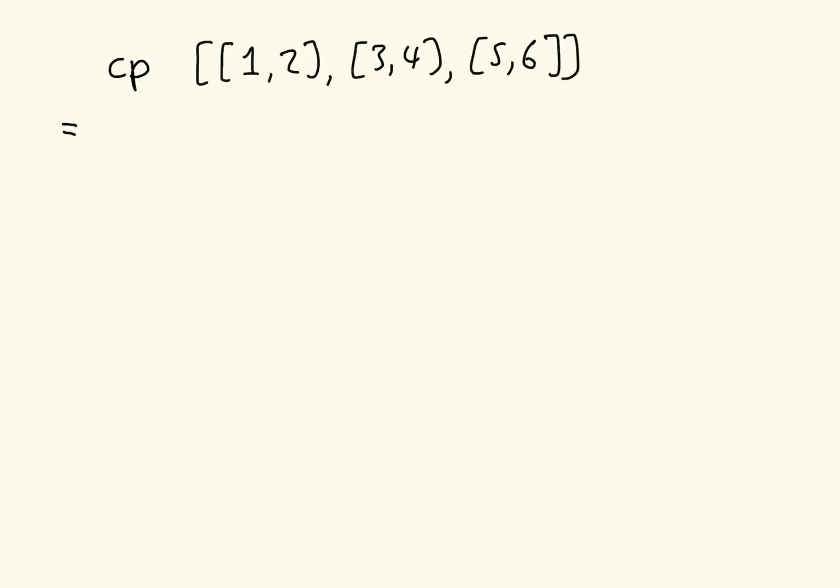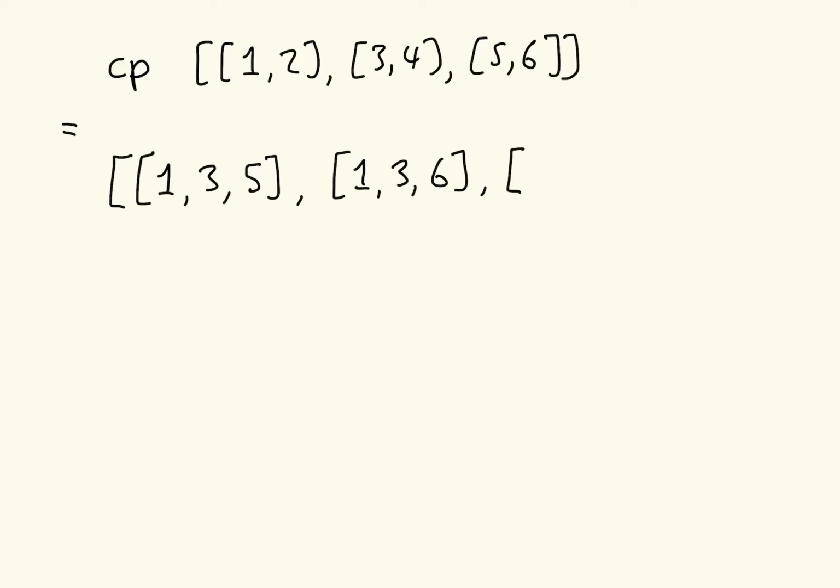So I've got 3 lists here. I've got a 1 and a 2, and then a 3 and a 4, and then a 5 and a 6. I could choose the 1 from the first list, the 3 from the second list and the 5 from the third list. That'd be one possible way of choosing a value from each list. Or I could choose a 1 from the first list, a 3 from the second list, and a 6 from the last list. Or I could choose, for example, a 1 from the first list, a 4 from the second list, and a 5 from the third list, and so on and so on.